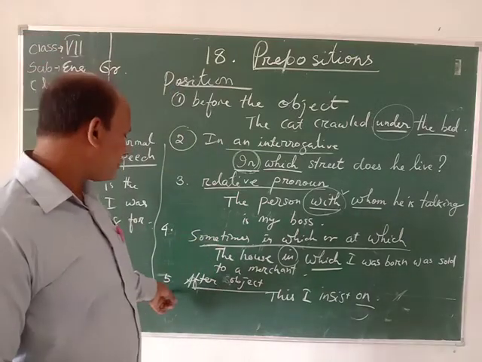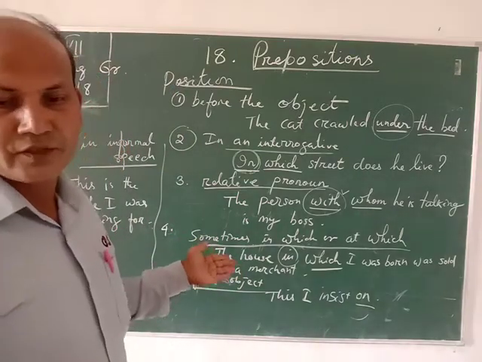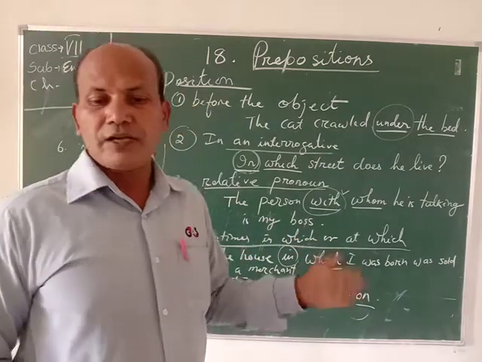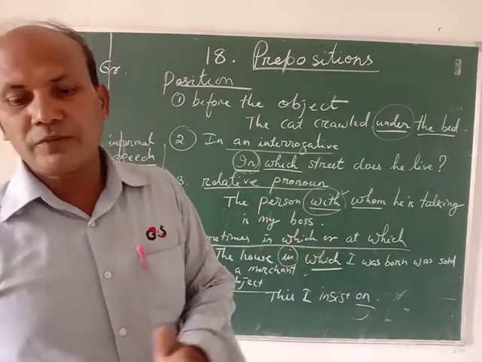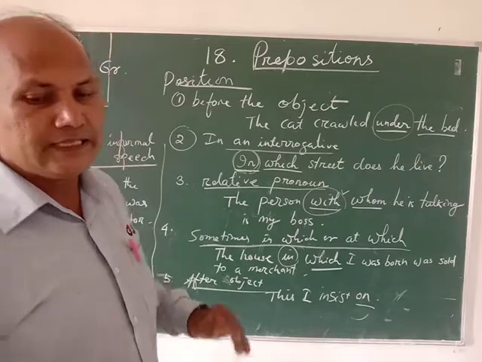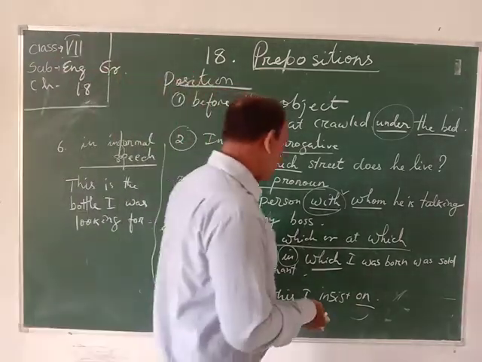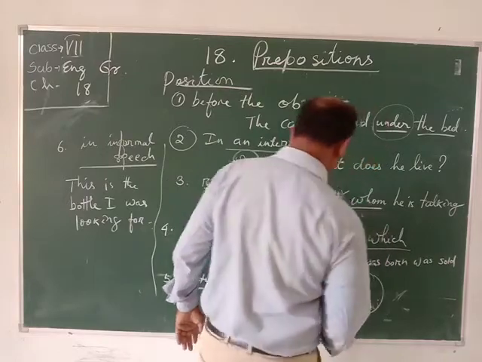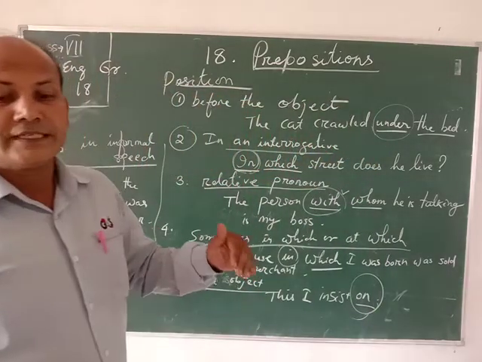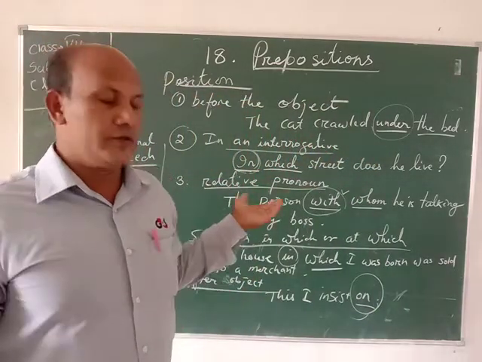And the final point, after the object. The object is placed first for the sake of emphasis, just like this: I insist on it. Object ke baad usually, or she is popular the world over.